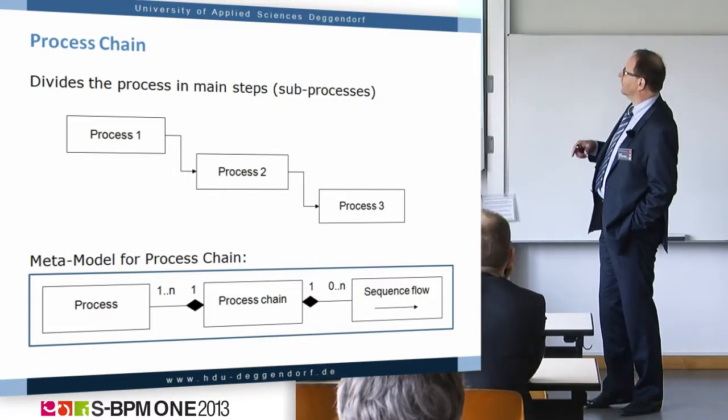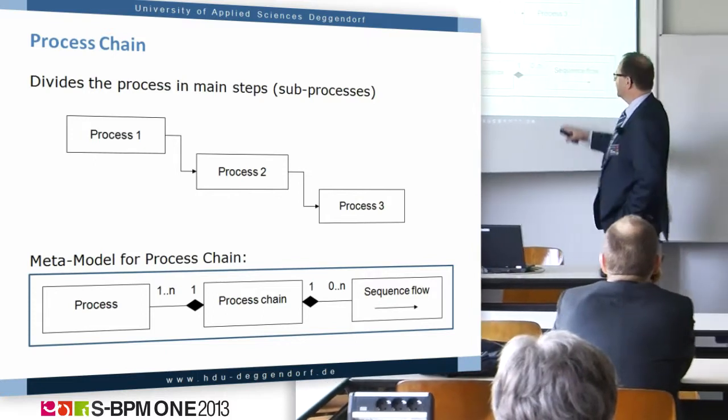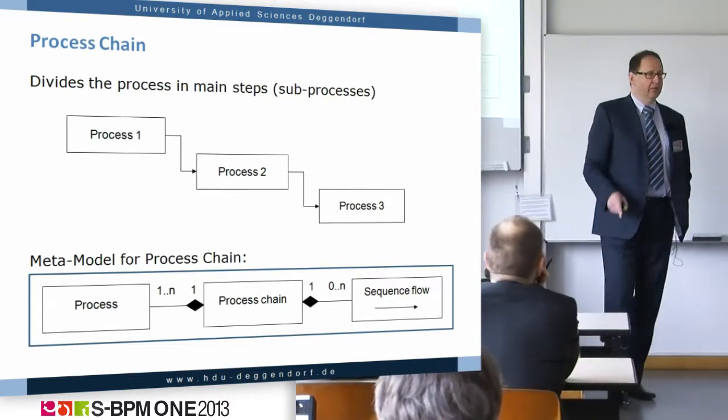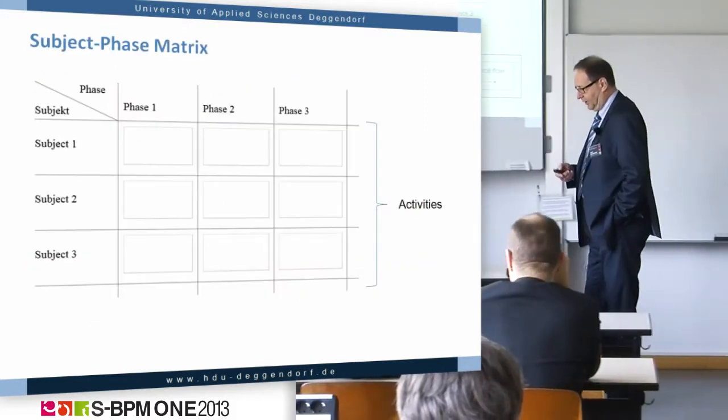And down here you can see the meta model. So a process chain consists of multiple processes, and it may have multiple errors between these processes. So very, very simple.